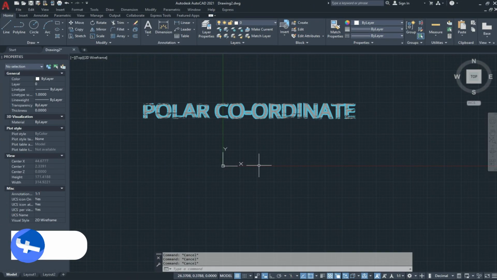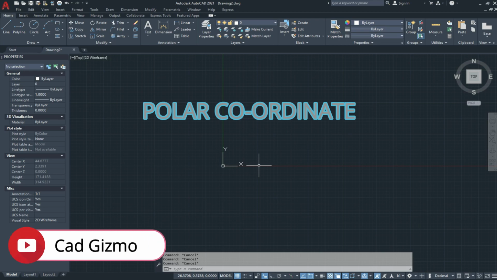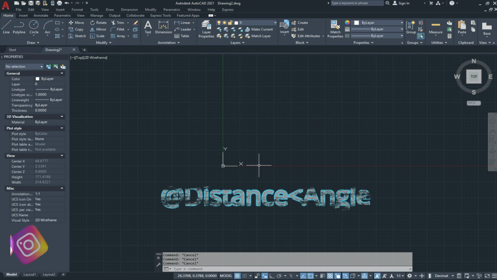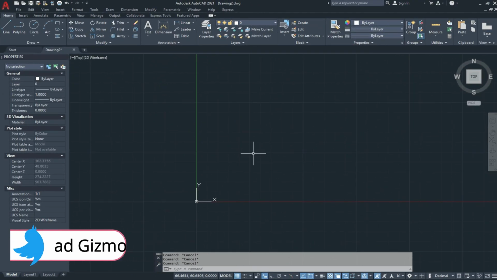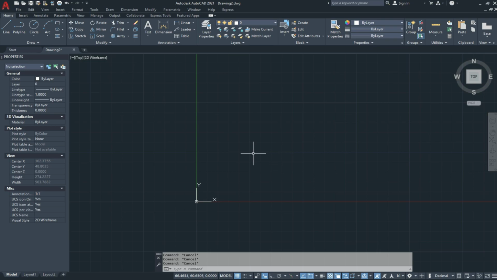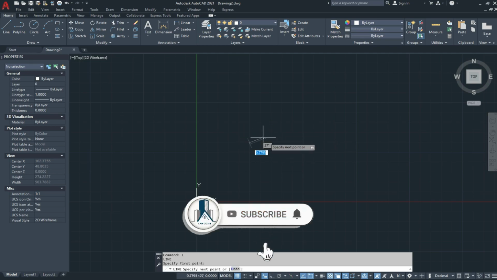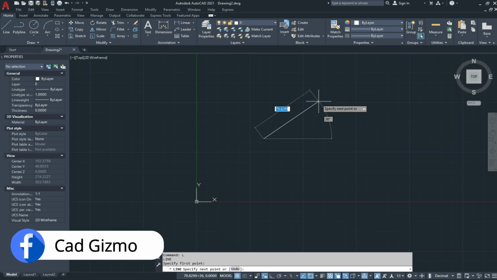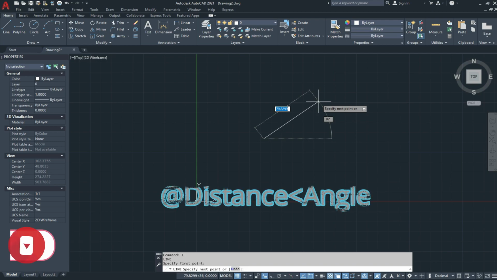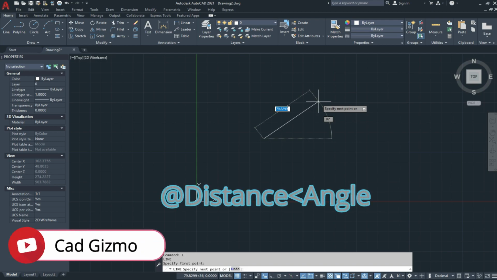In the polar coordinate system, we use at the rate with the angle value. We type at the rate, give the distance and the angle. Now we see the example of polar coordinate system, and for that type L, enter, and give the origin point anywhere in the drawing. So I give this point as an origin. Now as we discuss, we show the polar coordinate system as at the rate, give the distance, angle sign, and give the angle value.